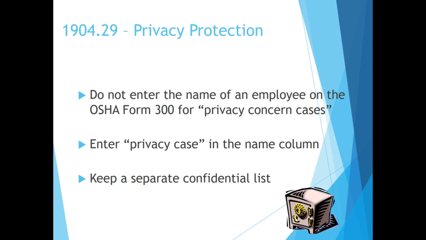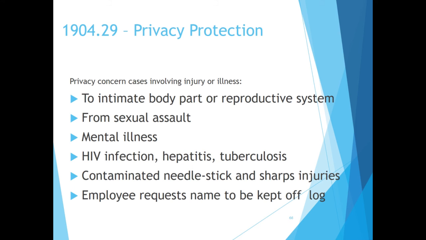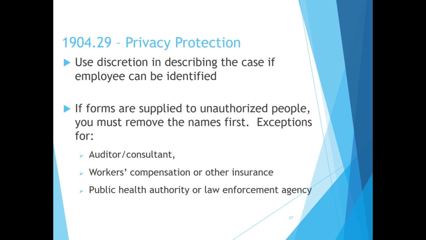If there is a privacy case, something that's very, very sensitive in nature, instead of the person's name, you're going to write privacy concern case, just the privacy case, in the name column, and you're going to keep this on the side. So here are some examples of where you wouldn't want to put someone's name. They say intimate body part or reproductive system was damaged, or sexual assault, mental illness, and HIV infection, any of those things over here. You keep this stuff, and the employee can request to have their name kept off the log as well. So if you see that, then that will be a privacy case.